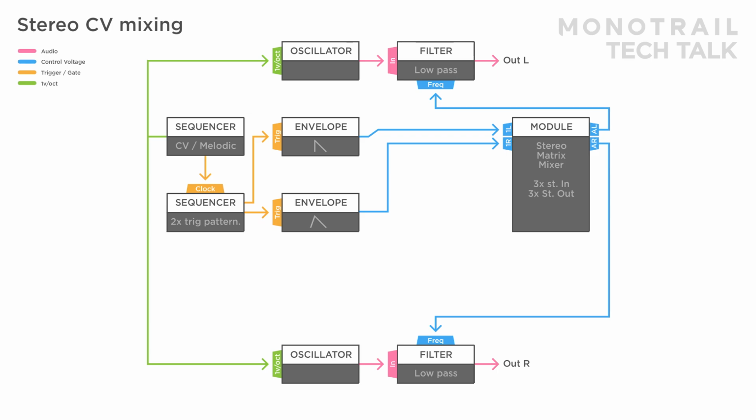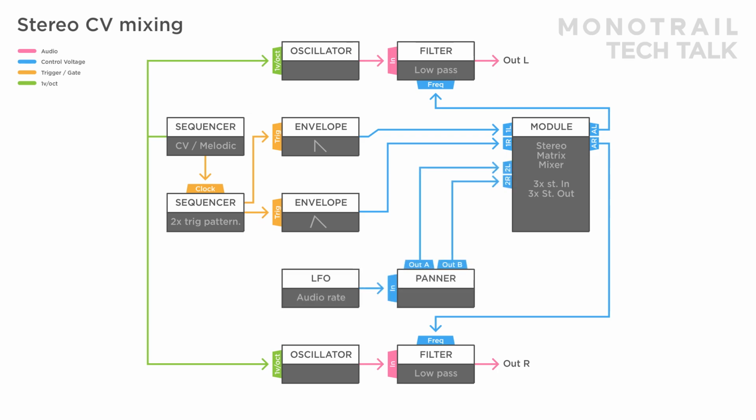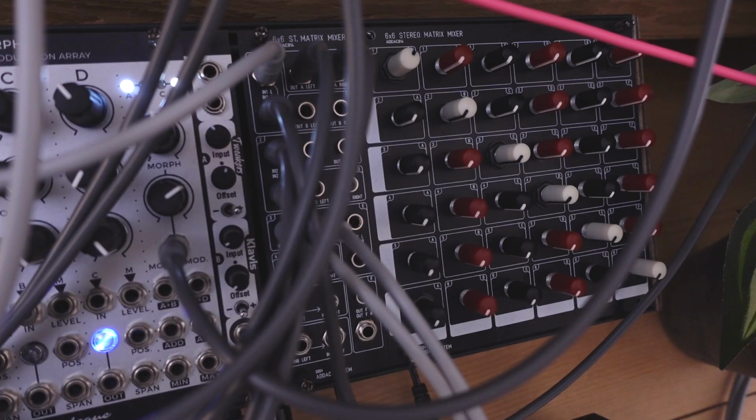Another fun example is swinging a modulation source from side to side. You can use a panner to swing something like a fast audio rate LFO between the left and right side of the voice. Here, a slow LFO is used to modulate the panner.